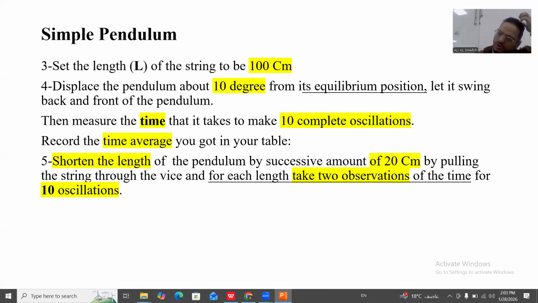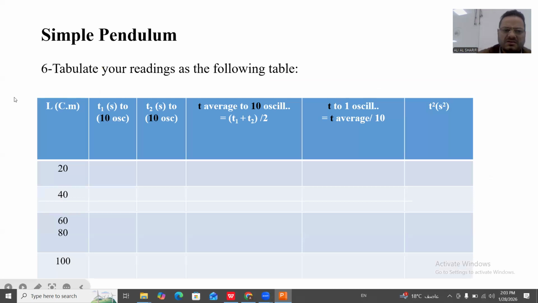We will work on 10 oscillations. Other professors work on 20 or 15, it doesn't matter. Here is the important table. The first column is the length of the string, for example 20, 40, 60, 80, 100. I will take the time for 10 oscillations to apply the precision, and I will do that again.